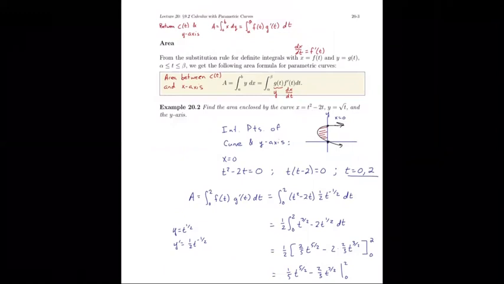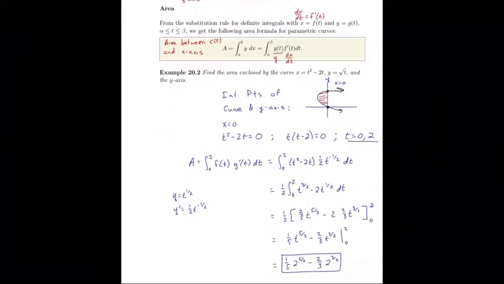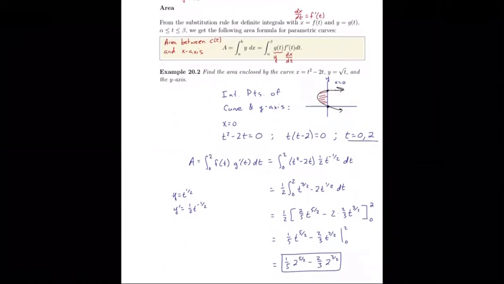So that, again, is just the integral from a to b of x dy, and then we'll swap in f of t and g prime of t as needed. So we need to figure some things out, though. We need to find the intersection points of this curve with the y-axis. So when we do that, we're setting x equal to 0, which is this function equal to 0. So here we have that equation that results.